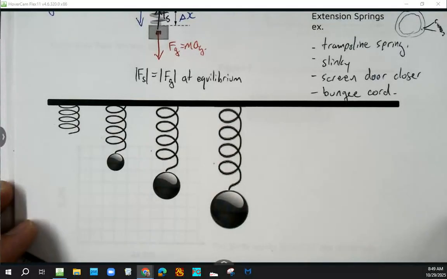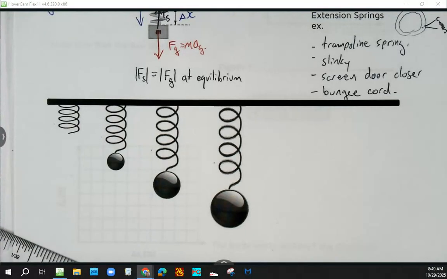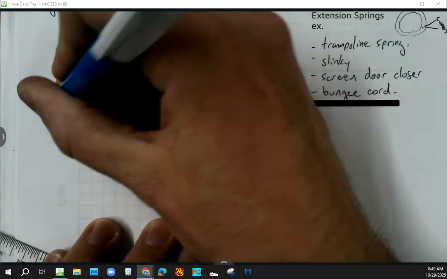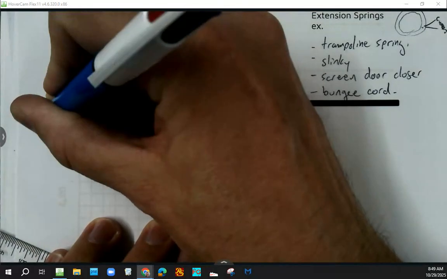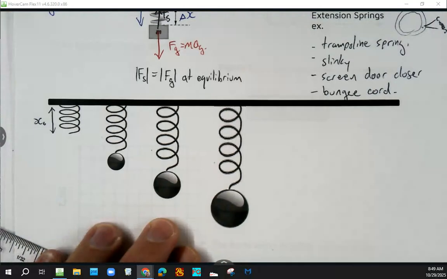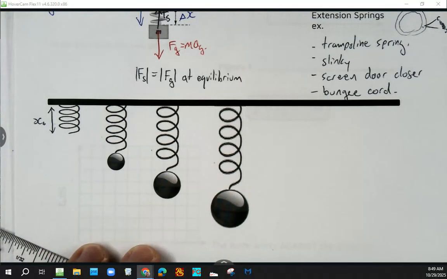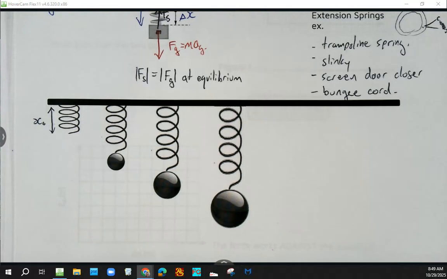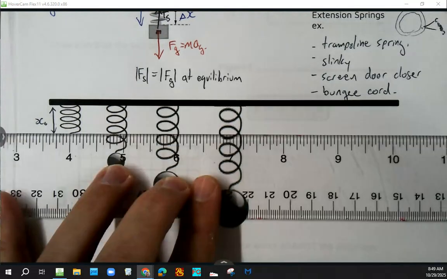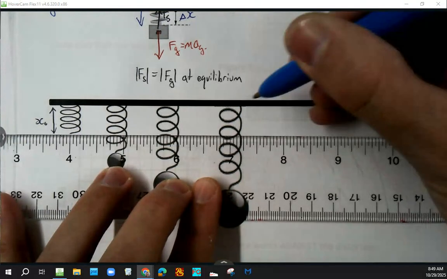All right, so we got this sort of thought experiment. I got a spring hanging from the ceiling, and it starts off at an undistorted length, x naught, and we're going to slowly add more and more mass to this thing. And I think just to define that x naught height, I'm going to send a dotted line across the page.